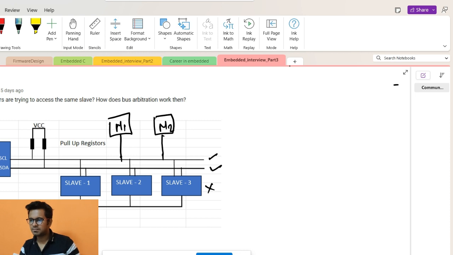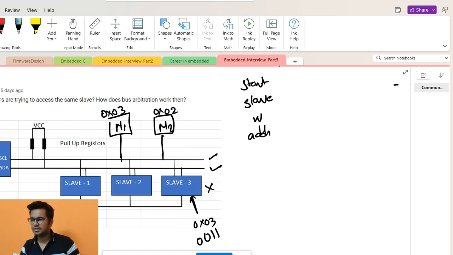So from the master perspective, what happens? Let's suppose both masters want to send data to slave 3, which has the address 0x03, and in binary it is 1100. Now, let's suppose M1 wants to write to location 0x03, and M2 wants to write to location 0x02. So what data will be sent over the SDA line, the data line? First, it will send the start bit, then the slave address, then the write bit, then the address where it wants to write. Up to the start bit it is one, the slave address is the same, 0011, and the write bit is 1.